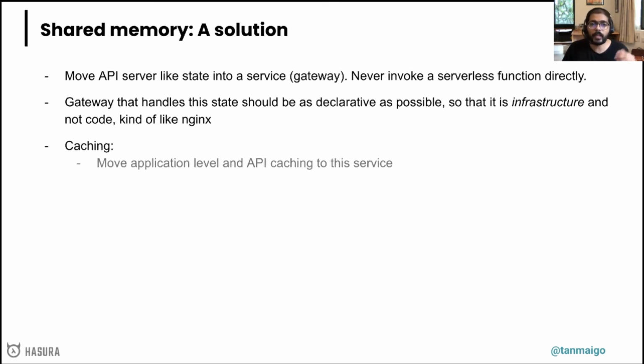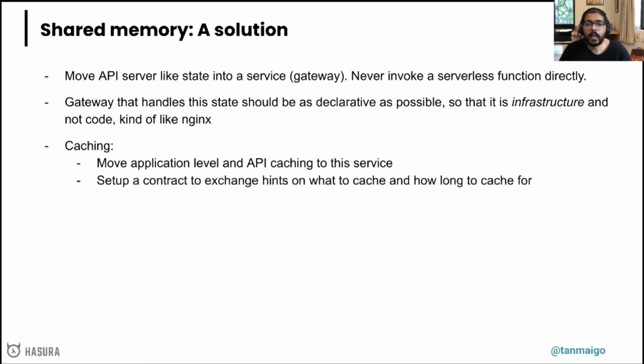And here, for example, if you think about caching, like application level caching, right? The application level caching has to be done at the gateway level, not inside your serverless functions, because it's harder to think about caching at the serverless function level. I mean, technically you can use Redis and stuff like that, but let's say there's more of the in-memory caching that you need to do.